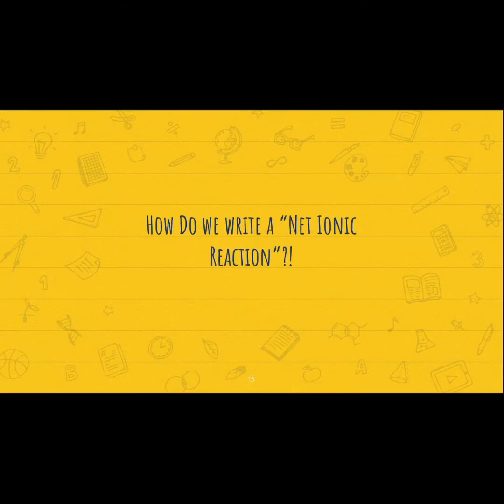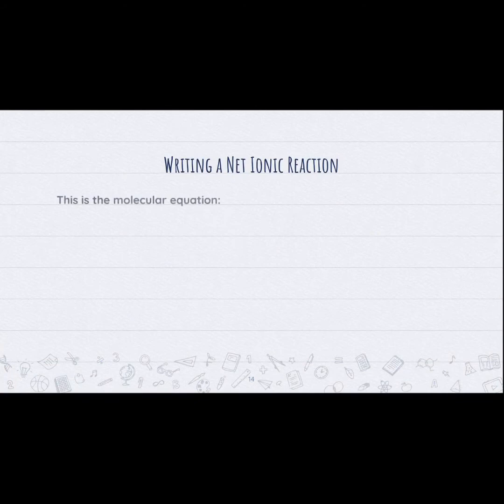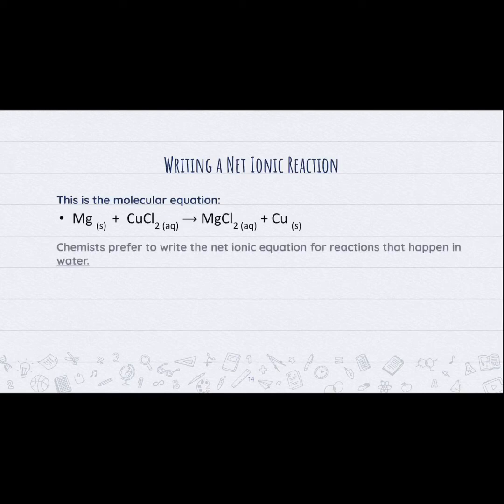Okay, so how do we write a net ionic equation? We're going back to our equations. Writing a net ionic equation. What we have been seeing is this molecular equation, okay? So this is the entire equation. We're on step 3 on those notes, and you have a box. This is the equation that you would write in the box. The molecular equation tells us everything that's in the reaction, the states that they're in, it's balanced, all of that stuff.